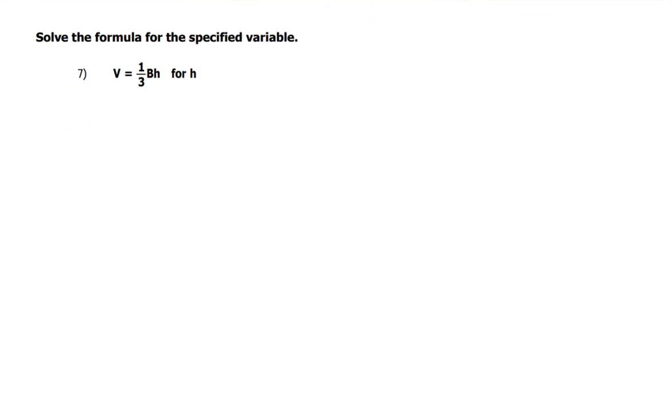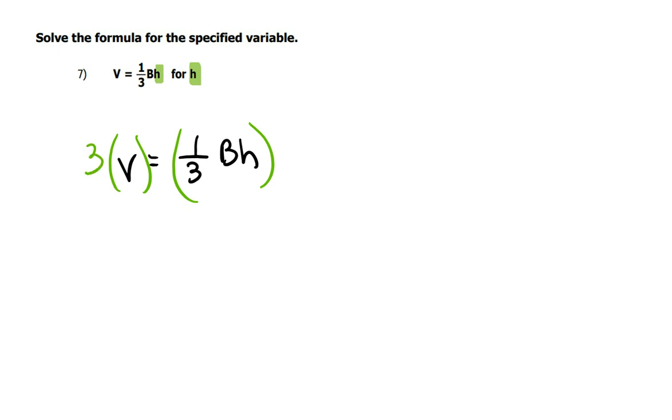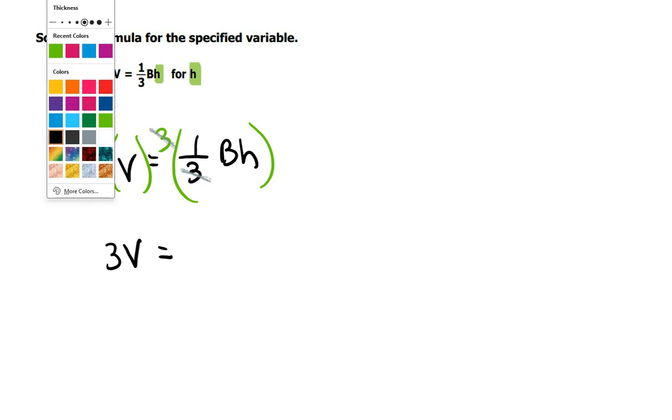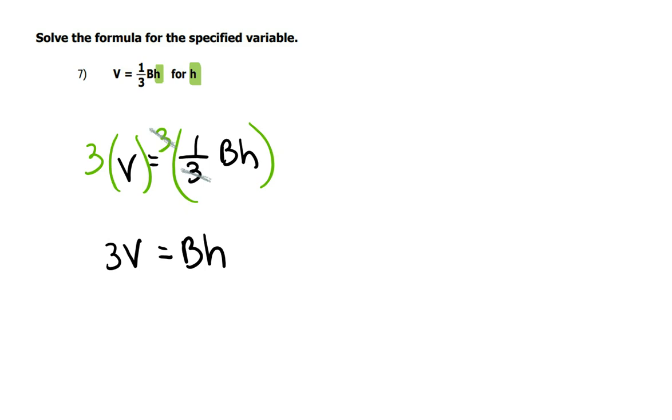And then number 7, we're going to solve this formula for the specified variable. We want to solve for h, and h is right here. So you got to get rid of everything else. So I see a fraction, so I'm going to start with that. I am going to multiply both sides of the equation by the 3. Now on the left, 3 times v is a 3v. But on the right, this 3 will cancel that 3 completely out, just leaving me with the bh.